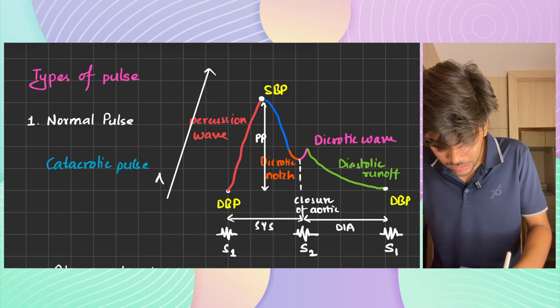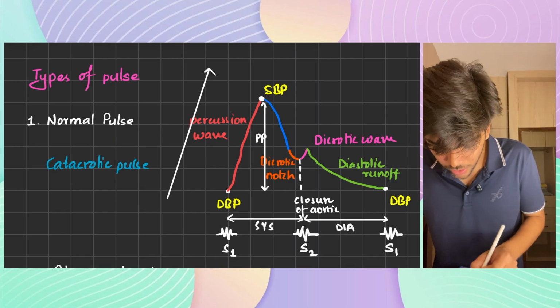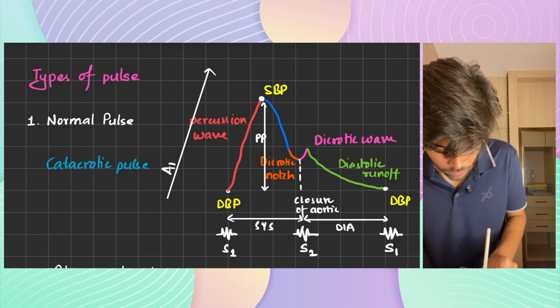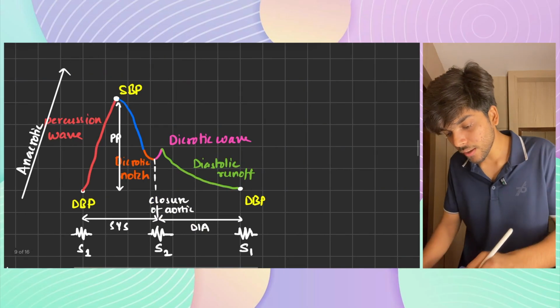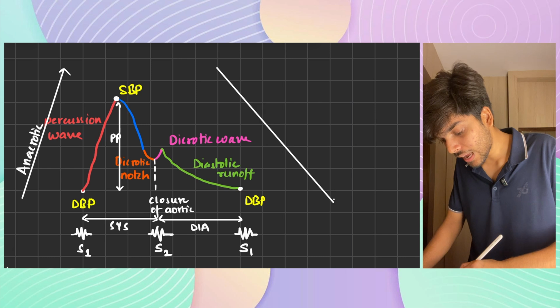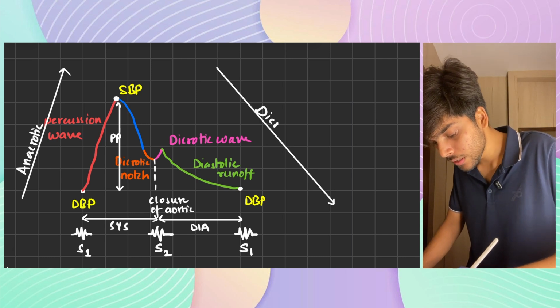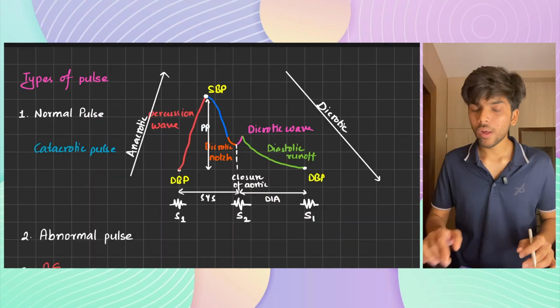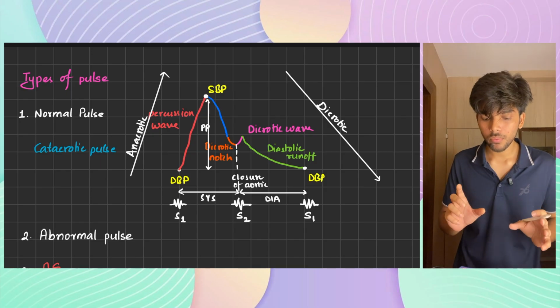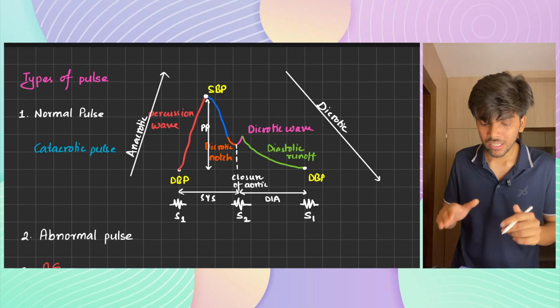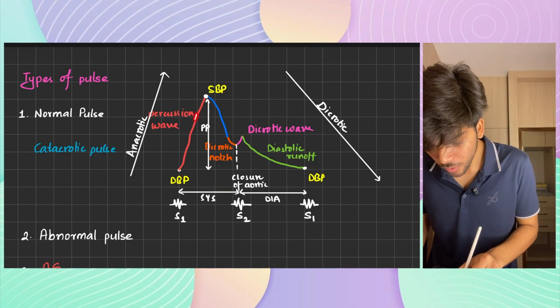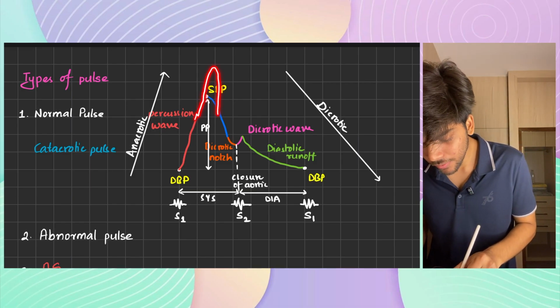Okay, the anacrotic ascending limb, and this limb right here is the dicrotic descending limb. Dicrotic descending limb. One more concept that you need to understand for normal pulse or catacrotic pulse is that in some of the clinical books, after percussion wave, what you also see is a tidal wave.